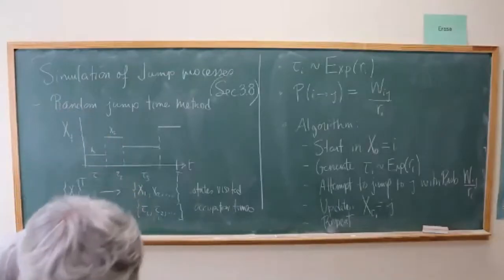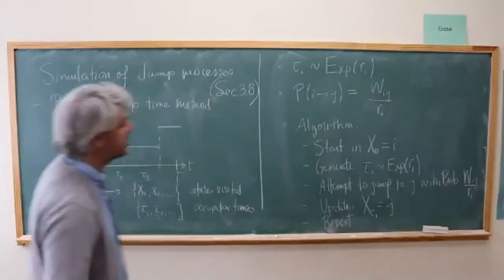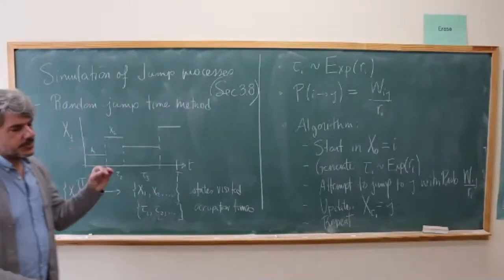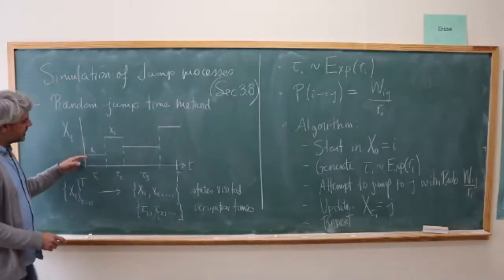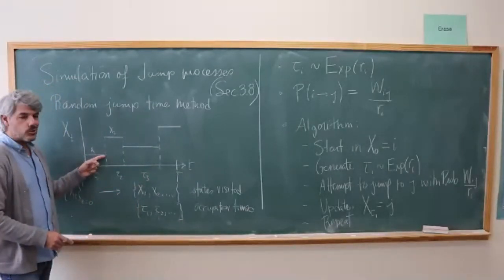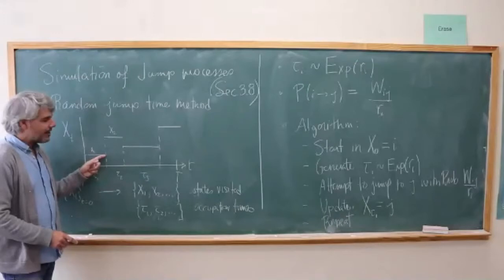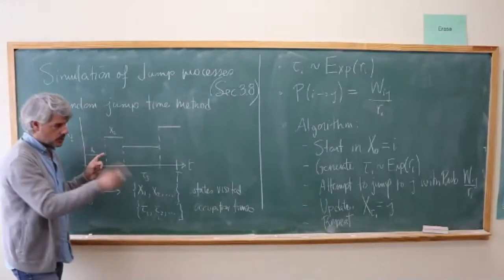Yes? You said that we generate tau i to stay in the state for some time, and then we propose a move to jump to state j. But when we are proposing it, we can accept the move or not accept the move because it happens with probability. No, actually, here it will be accepted, right? Because you have to jump. As you generate the occupation time, you'll be staying in that state for that time. But after that time, you have to jump somewhere.